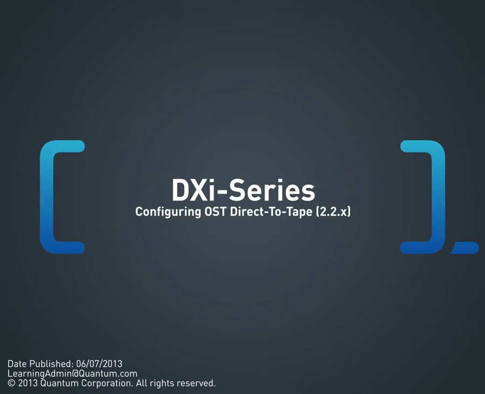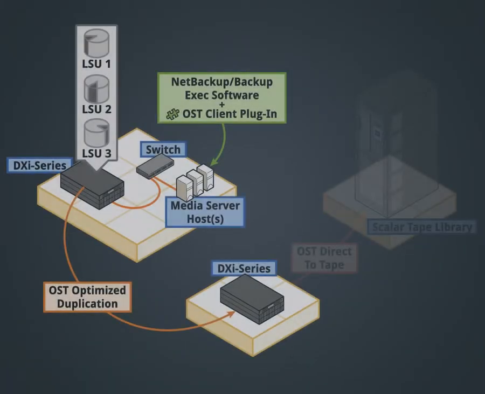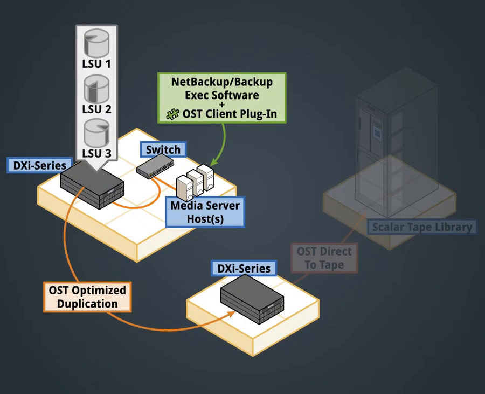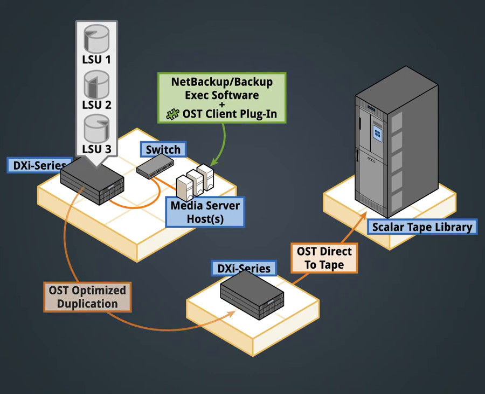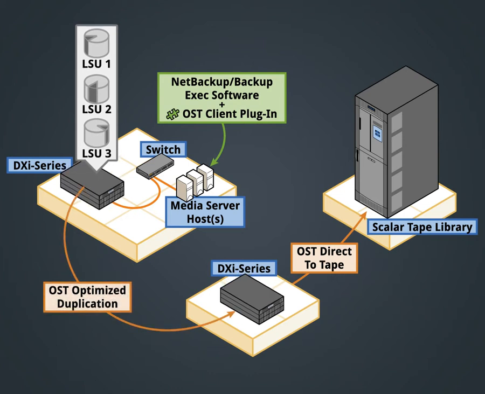This video is part of a series of overview and configuration videos on Symantec OpenStorage, or OST. In this video, I'll demonstrate how to configure a DXi system, Symantec NetBackup, and an attached Scalar tape library for OST Direct to Tape. The Direct to Tape feature allows you to copy backup images from a DXi system to tape cartridges in an attached physical tape library. The tape cartridges can then be stored off-site as part of a disaster recovery plan.